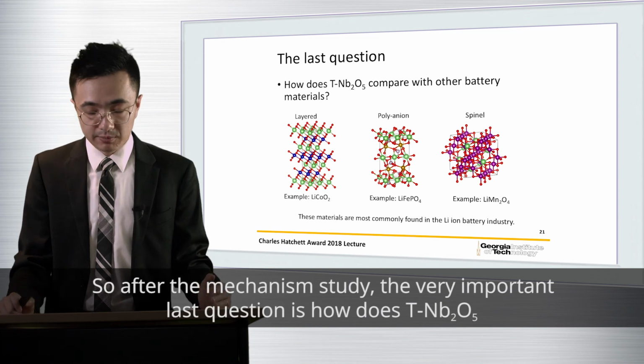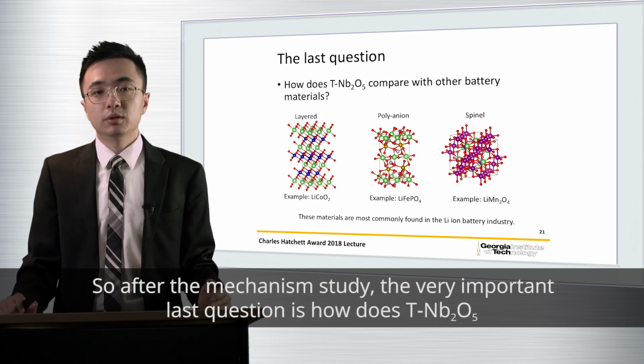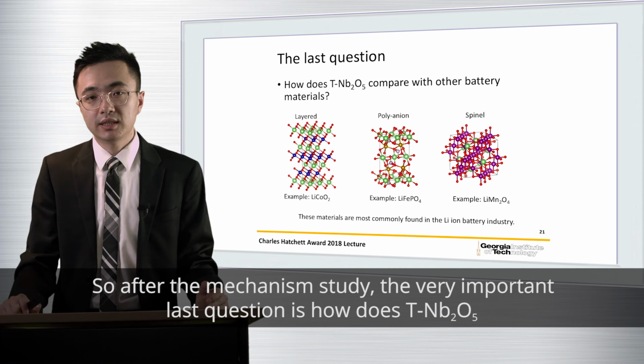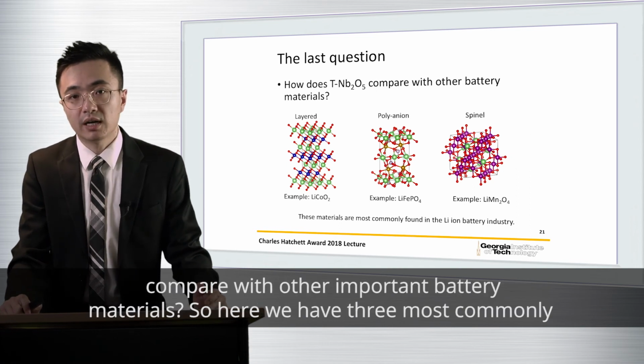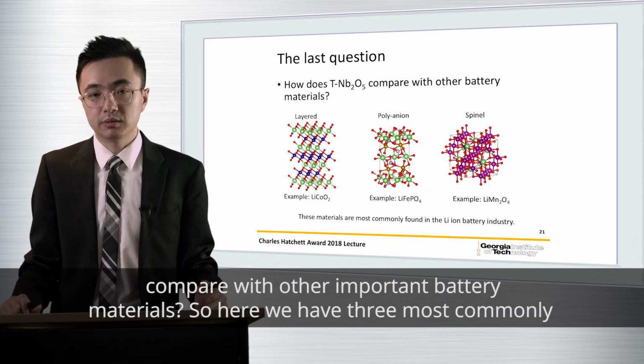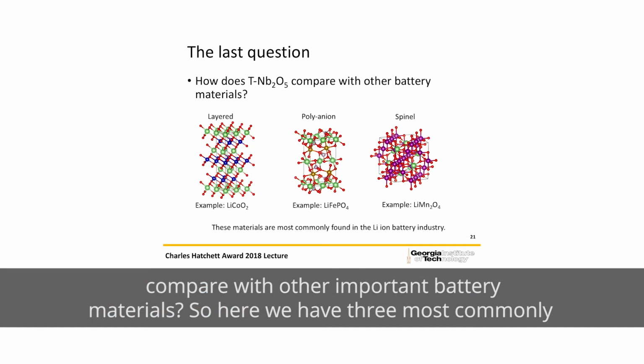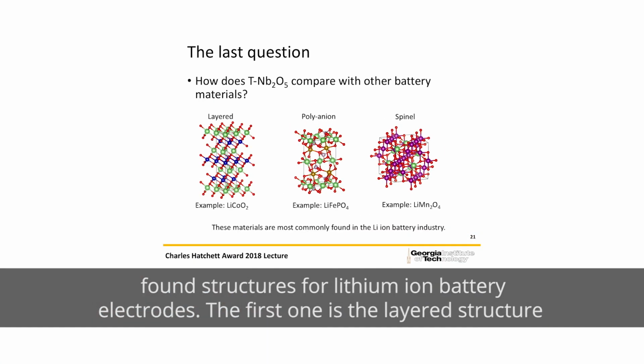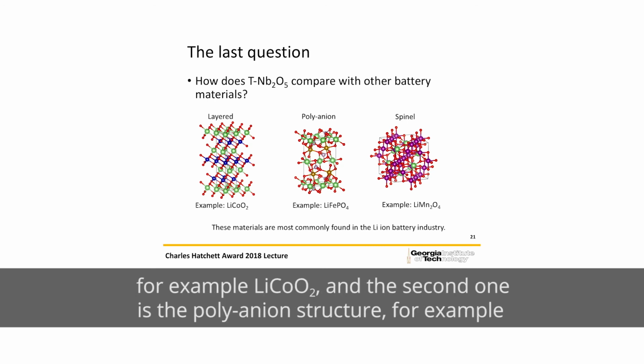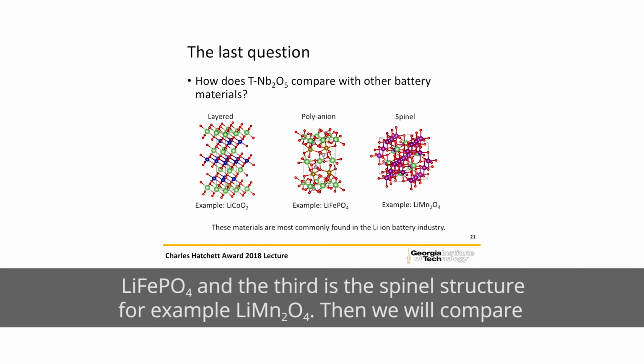So after the mechanism study, the very important last question is, how does T-niobium oxide compare with other important battery materials? Here we have the 3 most commonly found structures for lithium-ion battery electrodes. The first one is the layered structure, for example, lithium cobalt oxide. The second one is the polyanion structure, for example, lithium iron phosphate. And the third is the spinel structure, for example, lithium manganese oxide.